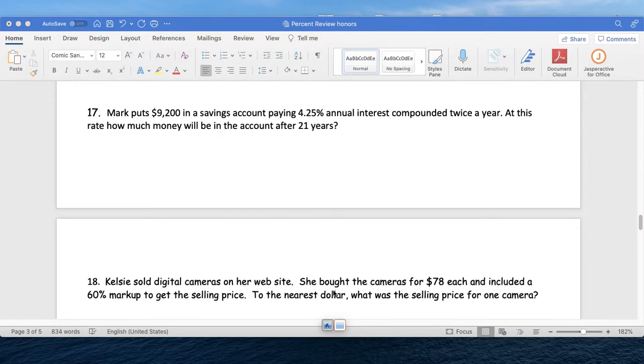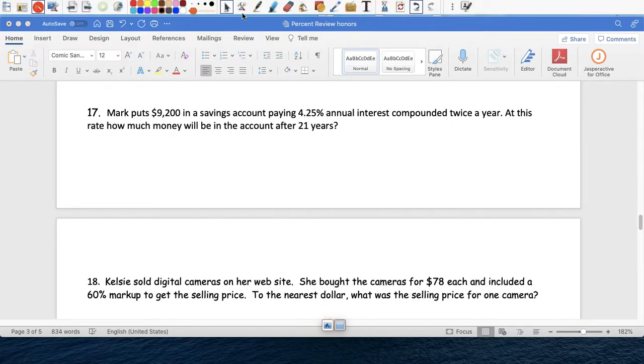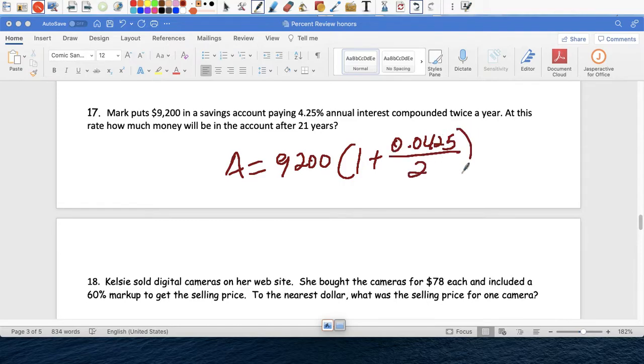17. Mark puts $9,000 in a savings account. Okay, another compound question. 9,200 times 1 plus the interest rate 0.0425, twice a year is compounded, divided by 2, and the exponent is going to be 2 times 21, which is 42. So this one's pretty easy. Let's figure out the parentheses.